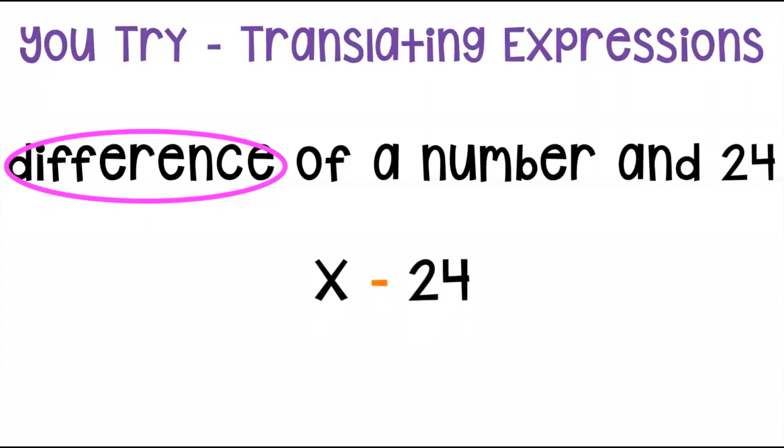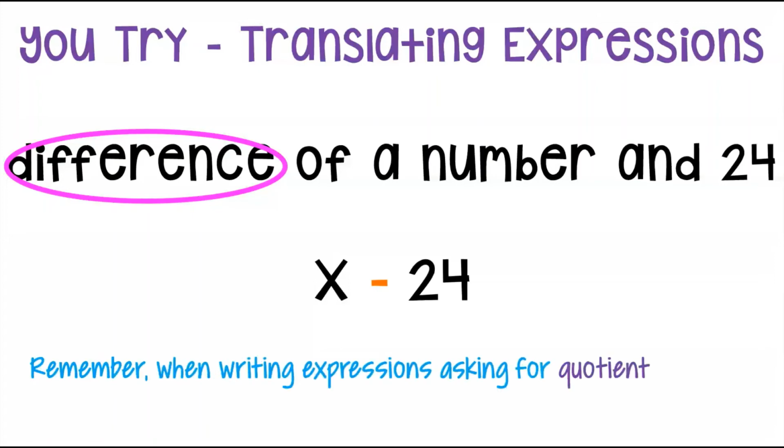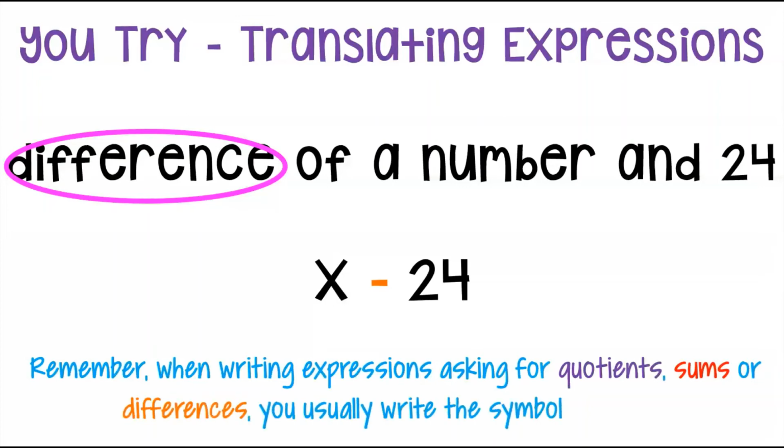Remember that in subtraction and division, order really matters. In addition and multiplication, we can use the commutative property to move numbers around, but that property does not hold for subtraction or division. So order is really important. Again, remember when writing expressions, asking for things like quotients, sums, or differences, you usually write the symbols in the order that they're listed in the problem. I didn't put products here because oftentimes the coefficient will go in front of the variable, and that doesn't necessarily translate the same way.